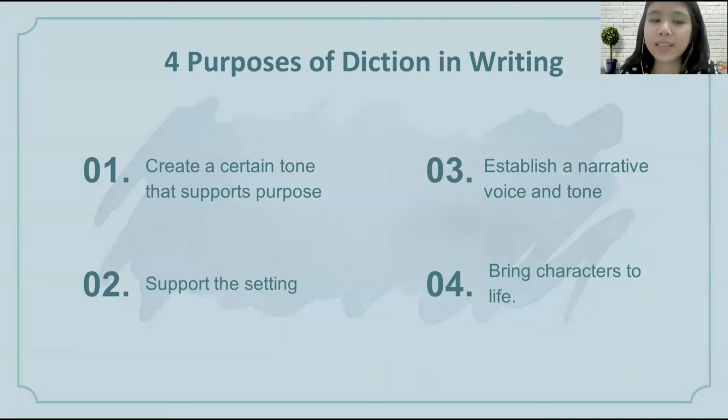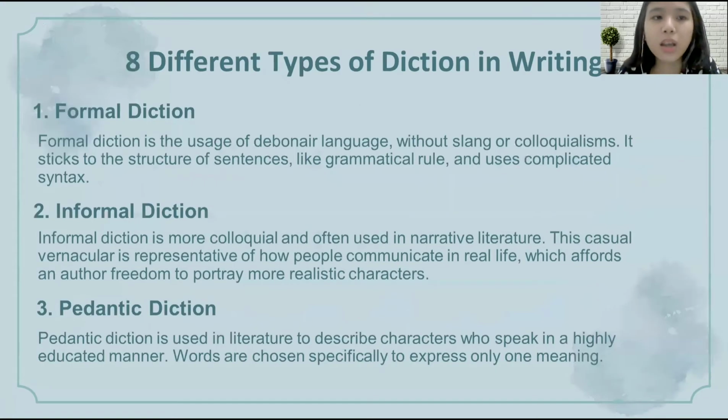First, create a certain tone that supports purpose. Second, support the setting. 3, establish a narrative voice and tone. 4, bring characters to life. And there are also 8 different types of diction in writing.